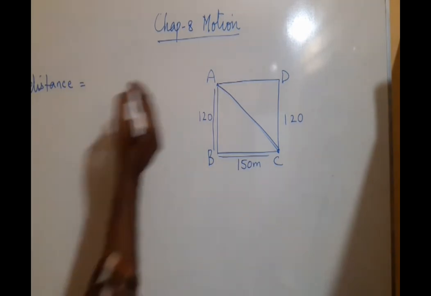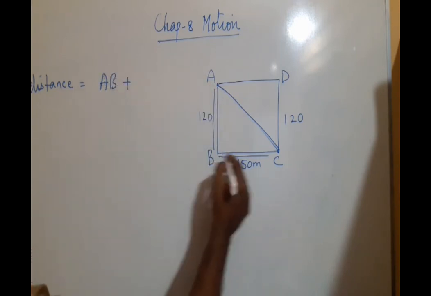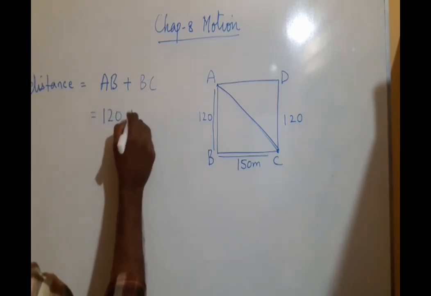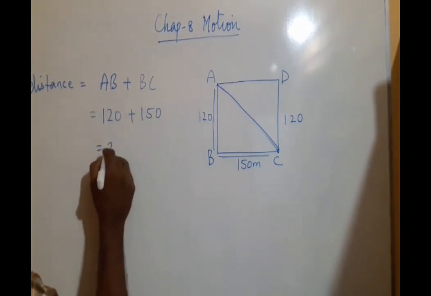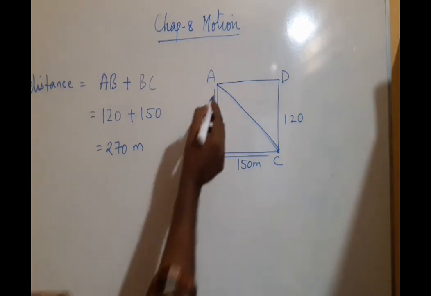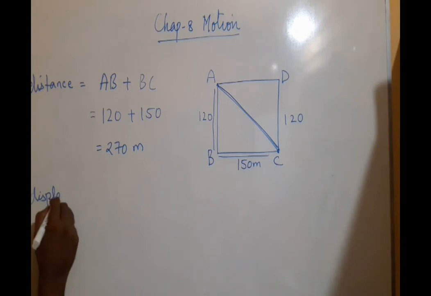So distance is, he goes from A to B, and then from B to C, that is BC. So the distance traveled is 120 plus 150, that is 270 meter. The total distance the jogger is traveling from A to C is 270 meter. But his displacement is the shortest distance from A to C. The shortest distance from A to C is AC. So his displacement is AC.